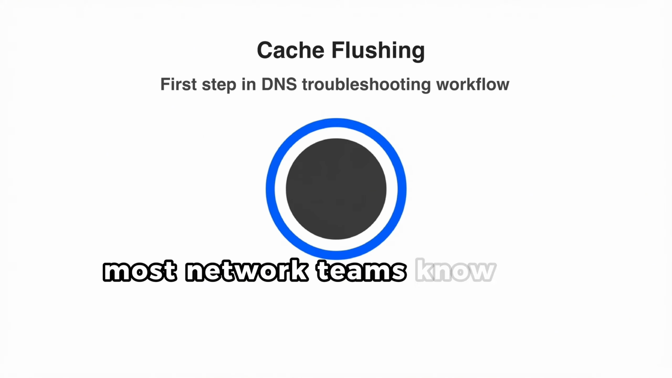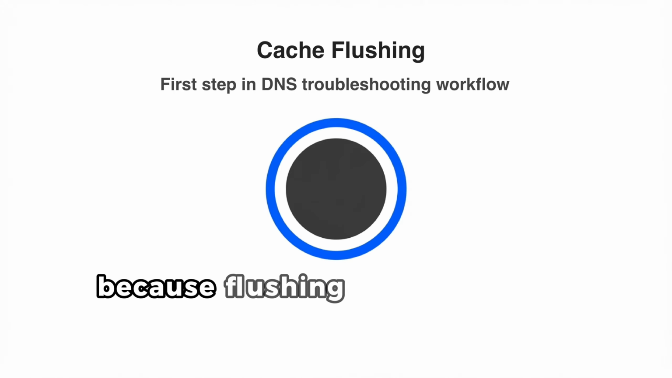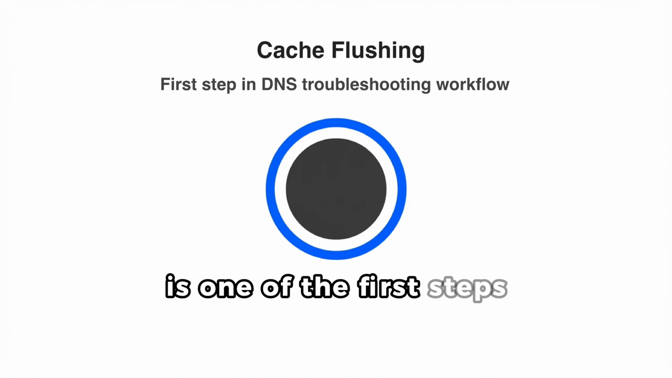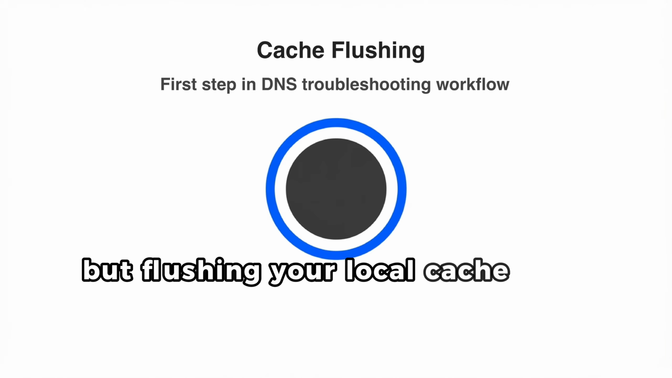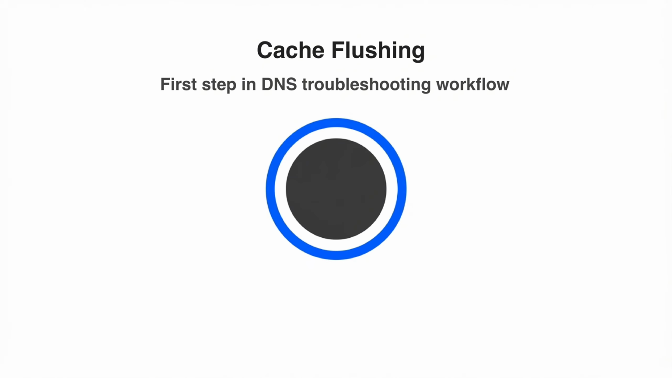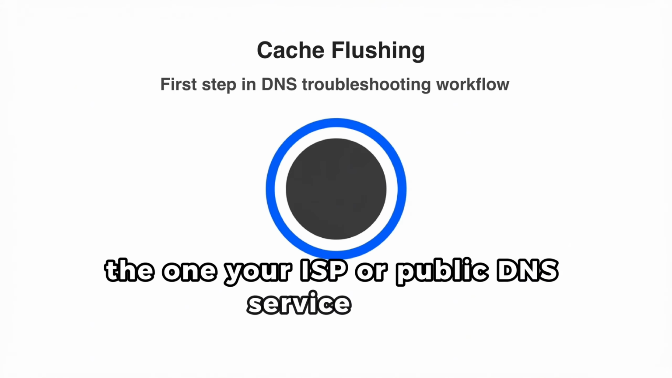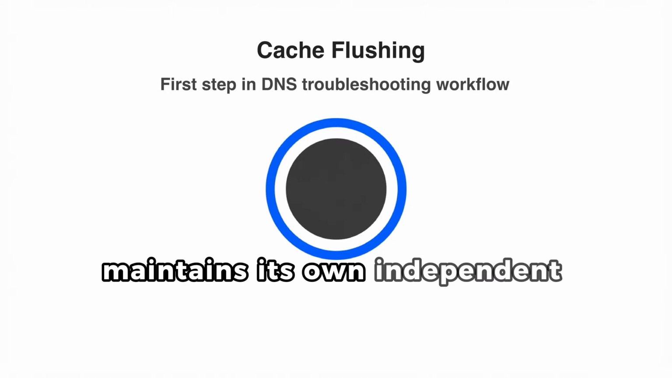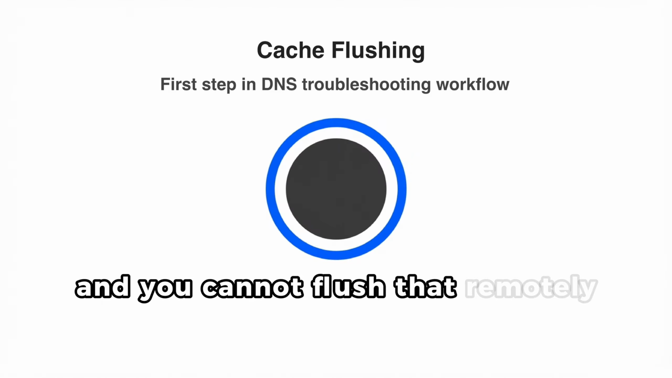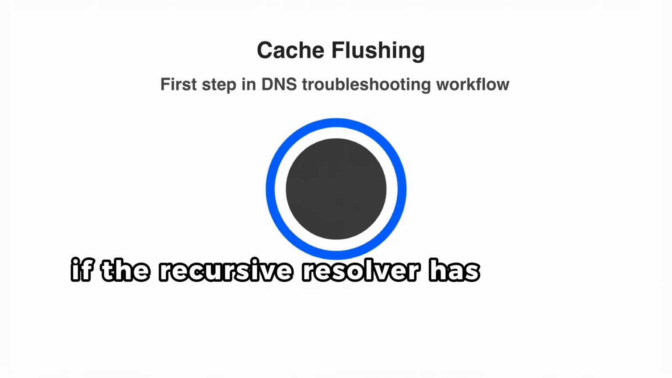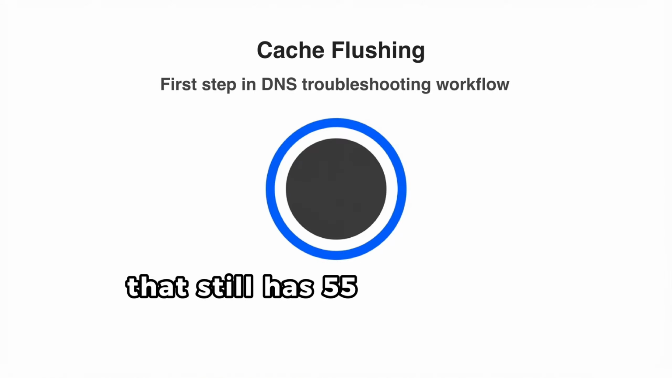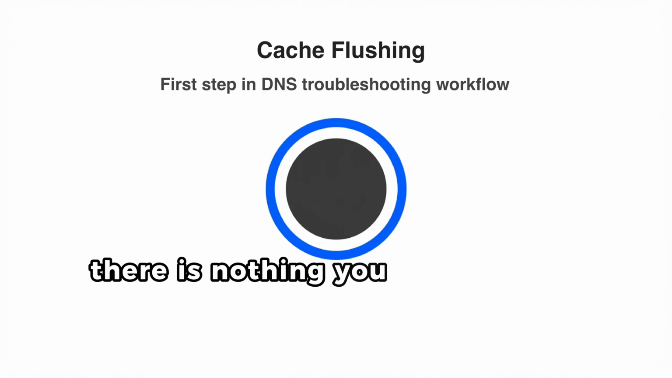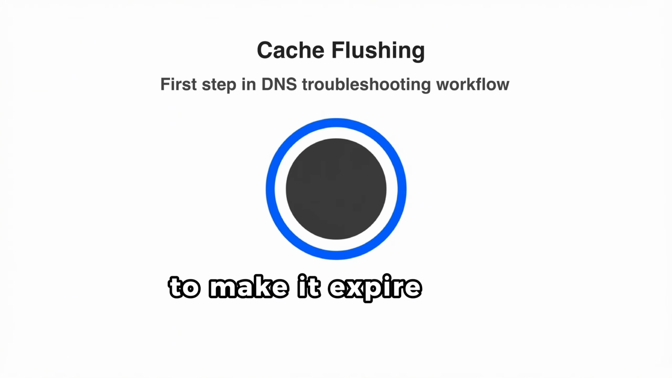Most network teams know this command by heart because flushing the local cache is one of the first steps in any DNS troubleshooting workflow. But flushing your local cache only affects your device. Your recursive resolver, the one your ISP or public DNS service runs, maintains its own independent cache, and you cannot flush that remotely. If the recursive resolver has cached a stale record with a 3600-second TTL that still has 55 minutes left, there is nothing you can do from your side to make it expire early.